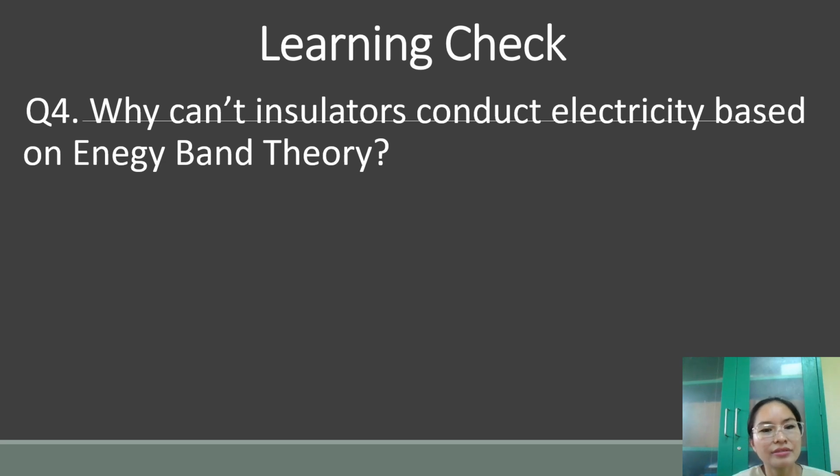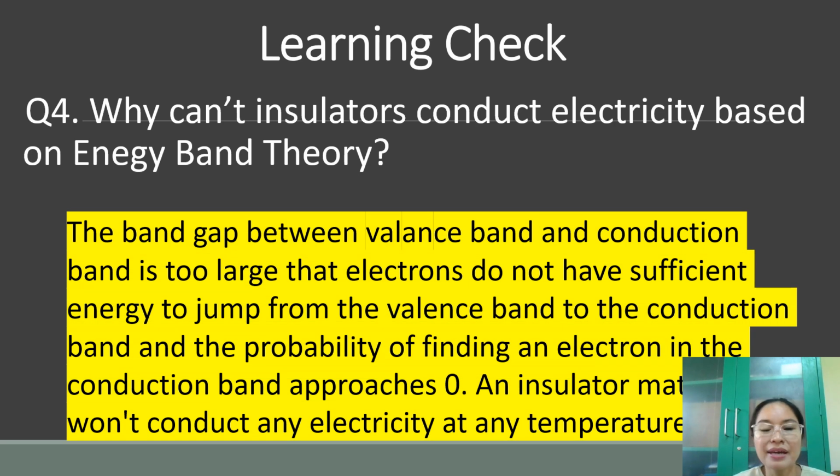Now, why can't insulators conduct electricity based on energy band theory? Yes, the band gap between the valence band and conduction band is too large. Electrons do not have sufficient energy to jump from the valence to the conduction band, and the probability of finding an electron in the conduction band approaches zero. An insulator material won't conduct any electricity at any temperature.